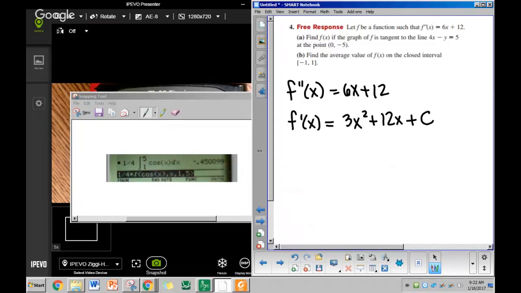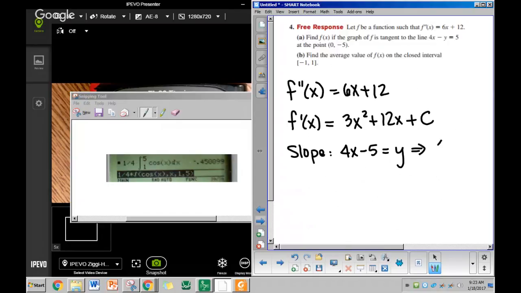some constant that we could have taken the derivative of, right? Now we need to find c. Well, they told us some information. They said the graph is tangent to the line 4x minus y equals 5. What are they telling us there? The slope. So the slope is going to be, let's solve for y here. Let me move the y over and get 4x minus 5 equals y. So what's the slope?